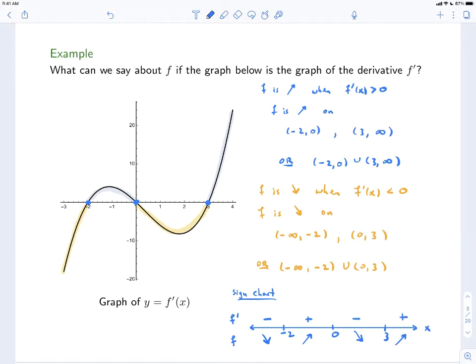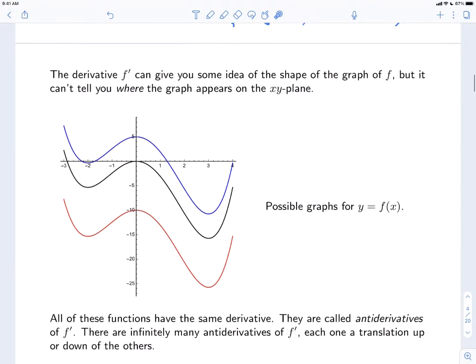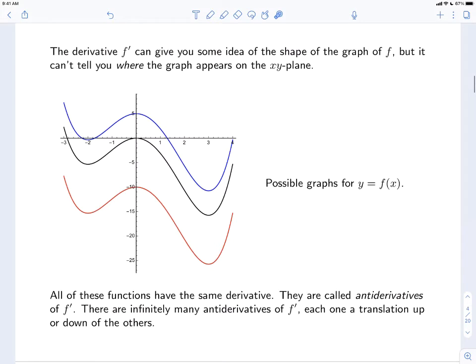Now this is a sign chart, and it's often very helpful when you're trying to determine if a function is increasing or decreasing from the derivative. The derivative f prime can give you some idea of the shape of the graph of f, but it can't tell you where the graph appears on the xy plane.